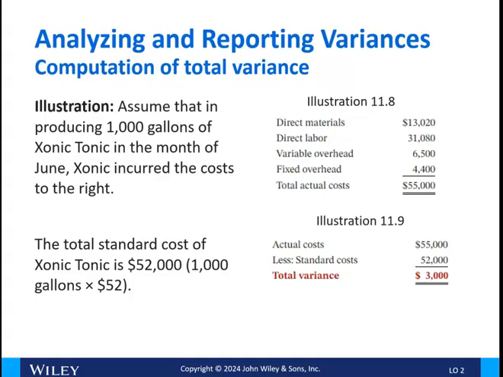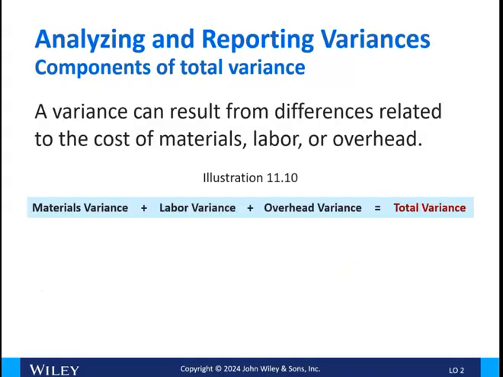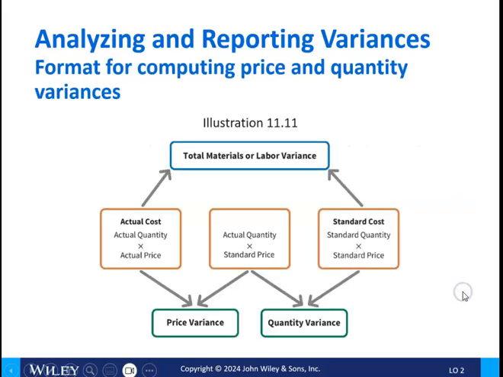Now that $52 we looked at was total cost. It had direct materials, direct labor, and overhead. So the variances of each of those added together is going to equal our total variance. And if we look at this graphic, we get our total materials or labor variance at the top. This is the difference between our actual cost, our actual quantity at our actual price, and our standard cost, our standard quantity at standard price.